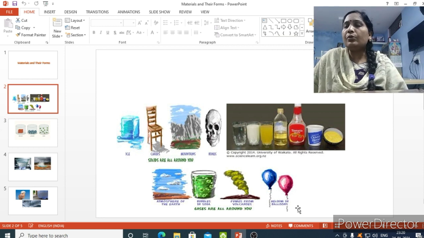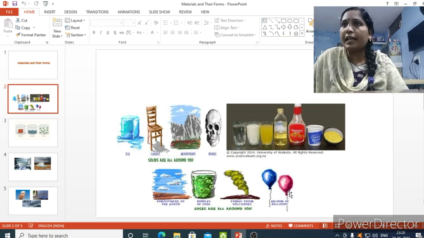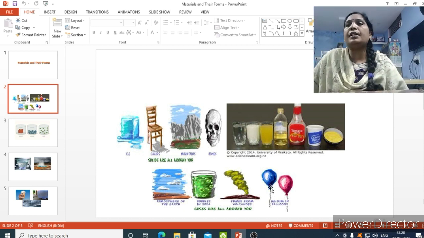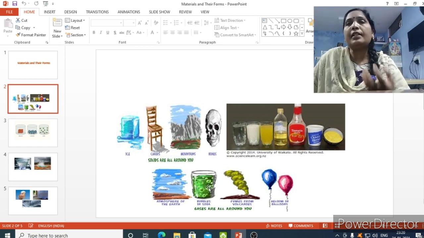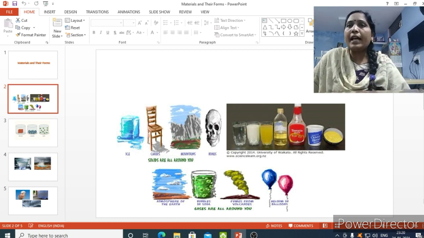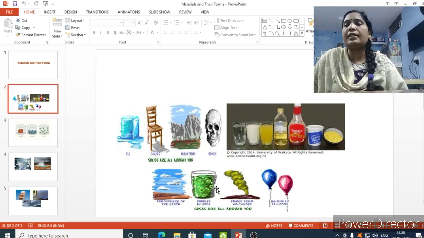Now let's see what is inside this balloon. The balloons are filled with gas. When you blow air into this, only then does the balloon bulge out. That means they have gas inside. Now when you are drinking a soda, the bubbles come out from the soda. That means the gas which is present inside the glass is coming out.